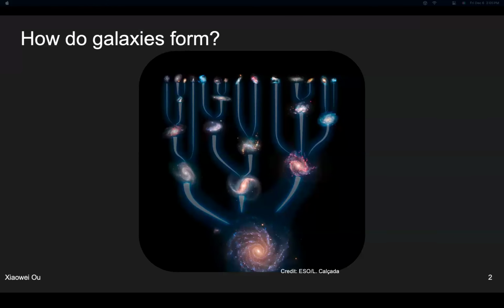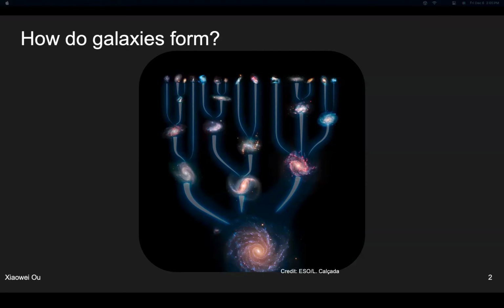Before we jump into the Milky Way, I want to first take a step back and think about galaxy formation in general. From lambda CDM cosmological models, we know that galaxies form through hierarchical assembly. Starting from smaller galaxies, small structures form first, then they merge together and form the larger galaxies that we see today, for example, the Milky Way.